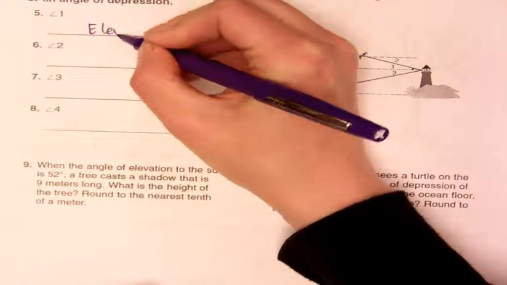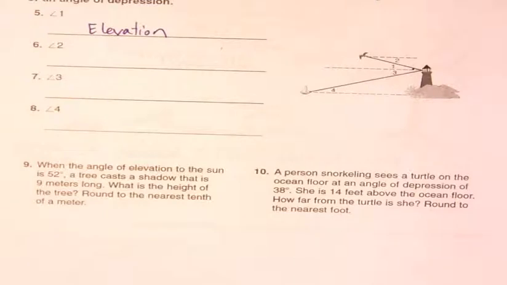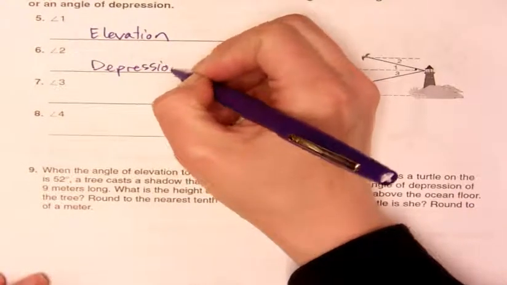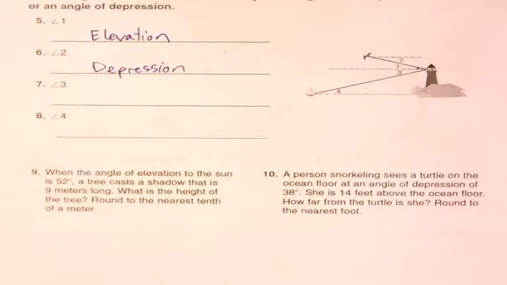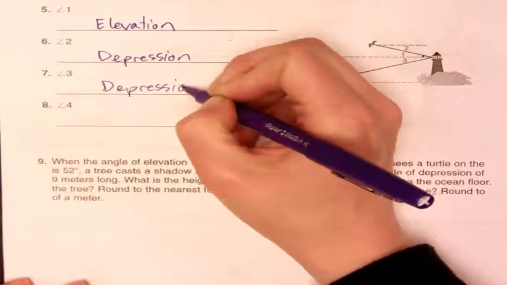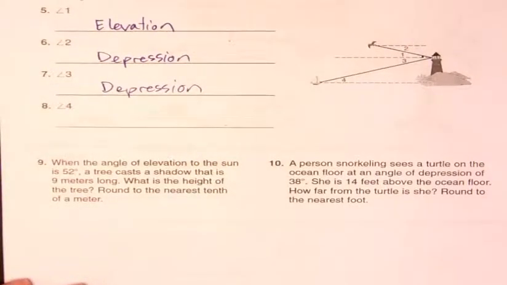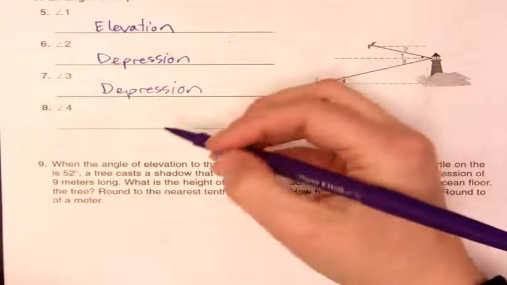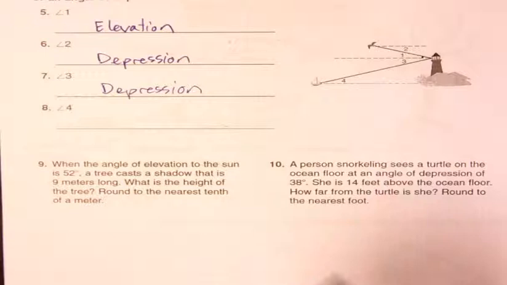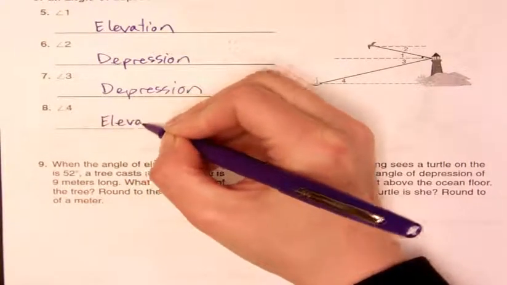So one's elevation. What's number 2? Number 2 is the bird, right? All right, what's the next one? What's number 3? Yeah, 3, we're looking down. And what's that last one? Yeah, elevation.